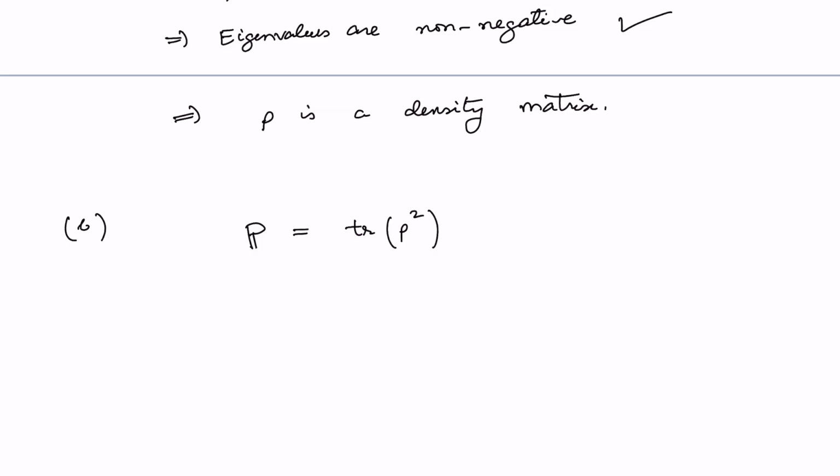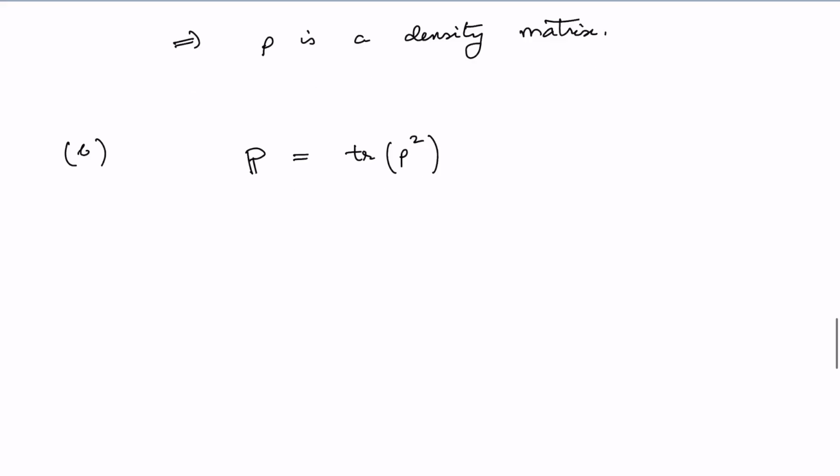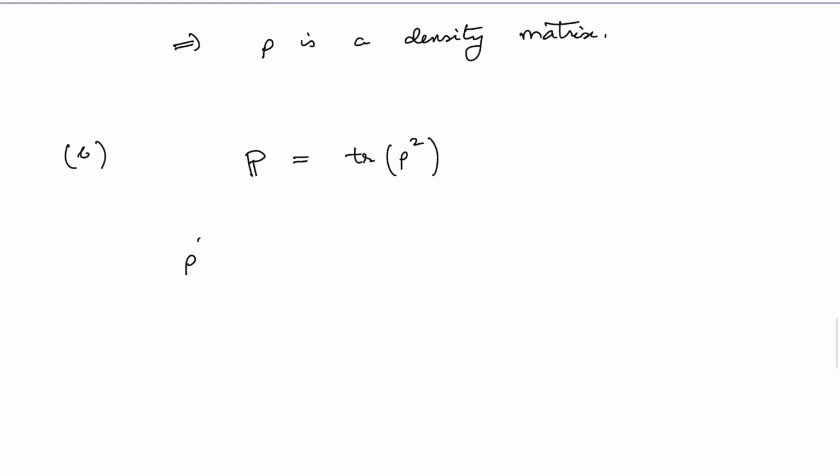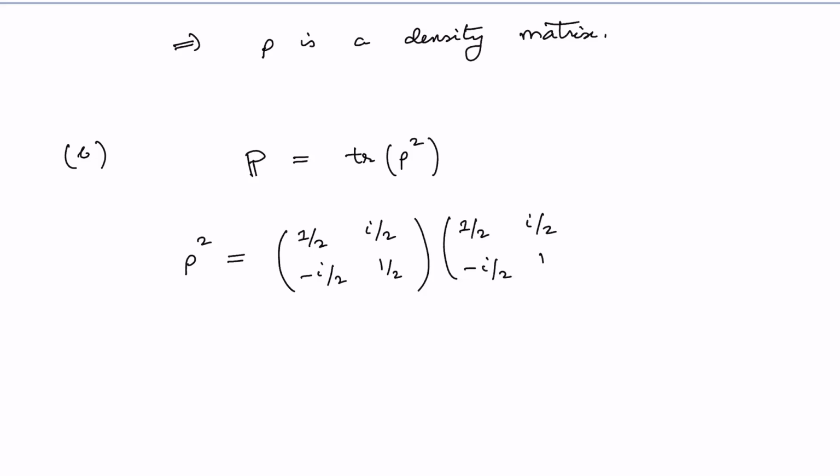And we have already discussed it in our lecture class. So let us find out what is trace of rho square. Now to find that out, first let me find out rho square. So it's multiplication of the density matrix rho into rho. So rho is equal to [1/2, i/2; -i/2, 1/2], and then I have another one, [1/2, i/2; -i/2, 1/2].